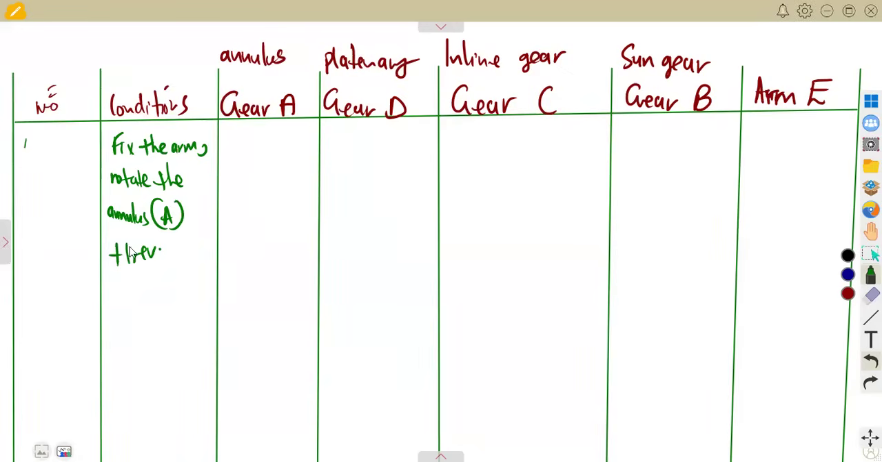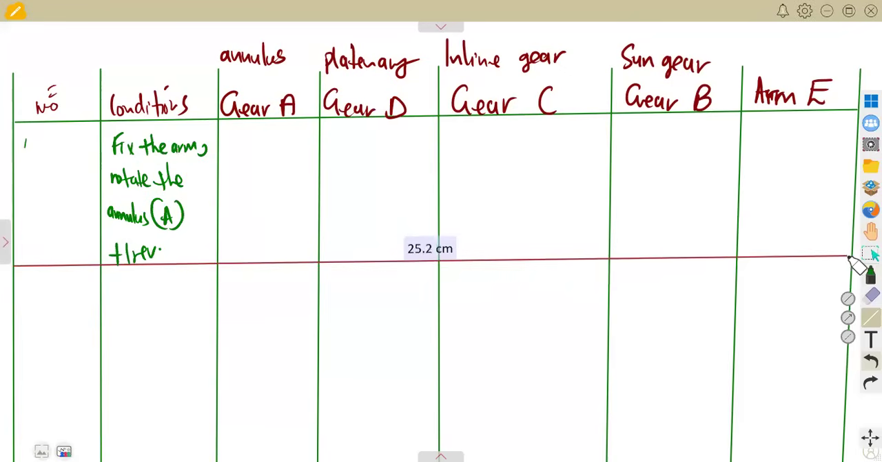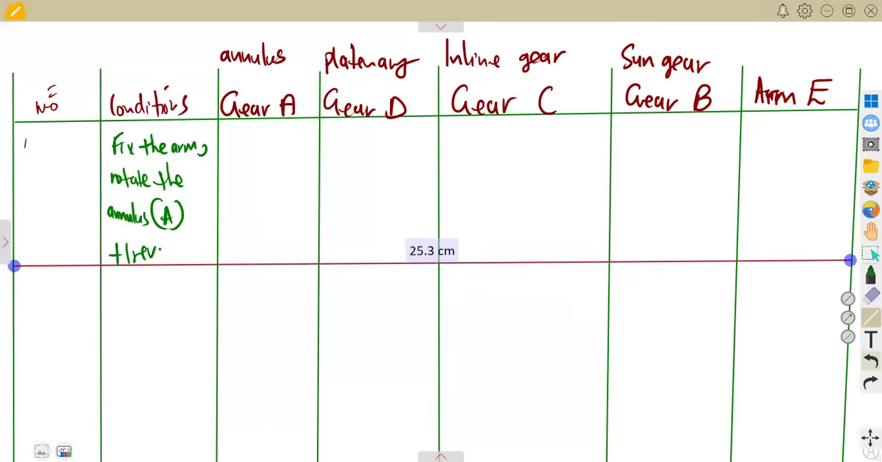So that's what you're going to have there. It's a fixed condition on each and every part. You guys are asking, is it supposed to be there every time? Yes, you're supposed to have it in each and every condition. That one is a fixed condition. You fix the arm, you rotate the annulus.